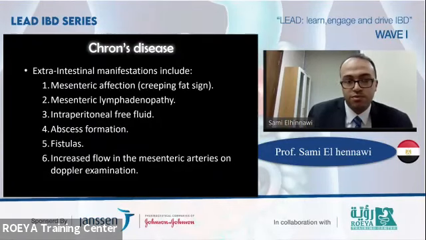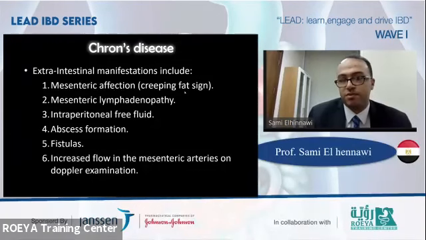For the surrounding tissue around the small bowel, we should comment on the mesenteric affection. We will talk about the creeping fat sign, mesenteric lymphadenopathy. We should search for interloop free fluids, if there is abscess formation or fistulas, and we should comment on the mesenteric arteries.